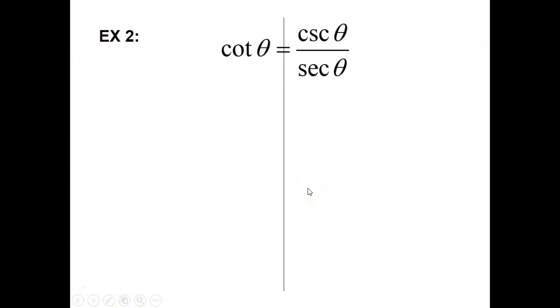So here's our next problem. For example 2, we've got cotangent of theta equals cosecant of theta over secant of theta. All right, you can work on both sides, or you could just work on one side. It does not matter for this time. If we're going with that strategy to work with the most complicated side first, then we would probably pick the right-hand side here. So, ideas. What do you guys think we should do?